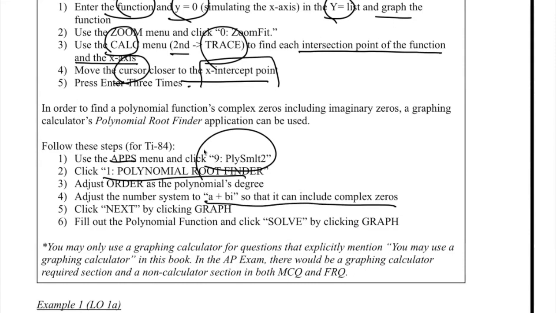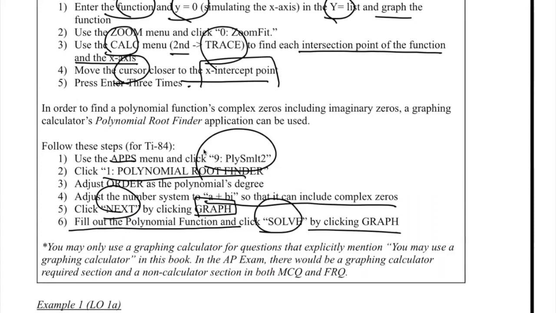And then you're going to click next by clicking the graph button. The graph button is located on the top right corner. And you're going to fill out the polynomial function and click solve by clicking graph. Then this amazing feature will automatically find you all the roots of the polynomial function, whether it's a complex zero, real zero, or whatsoever.